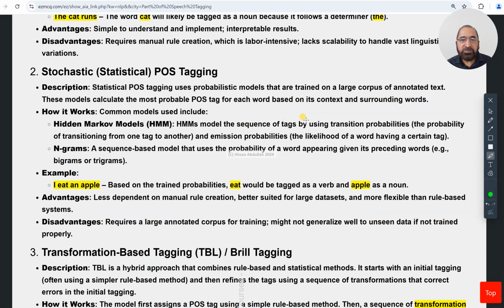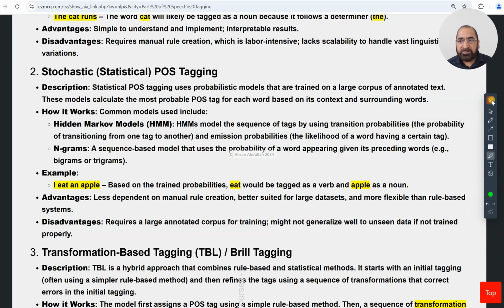It uses transition probabilities, the probability of transitioning from one tag to another or one state to another. It uses the probability of a word appearing given its preceding words, right? I eat an apple. So eat would be tagged as a verb and apple as a noun. And the disadvantage is that it requires a large corpus of annotated training data. Of course, that takes time and effort.